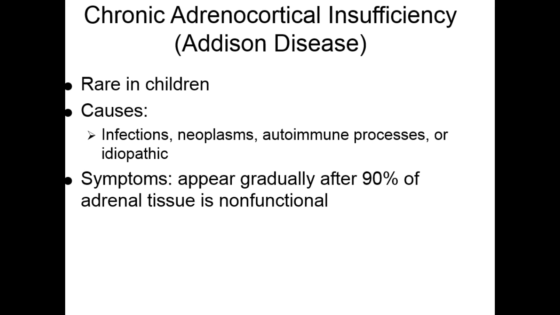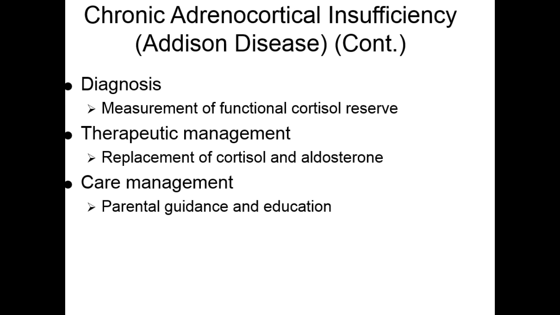The symptoms appear gradually after 90% of the adrenal tissue is non-functional. This is a chronic disease. The diagnosis is made by measuring the functional cortisol level reserve. The therapeutic management would be replacement of the cortisol or aldosterone.